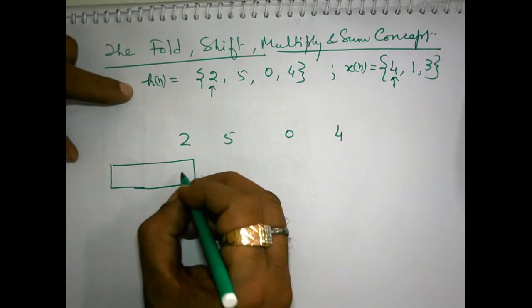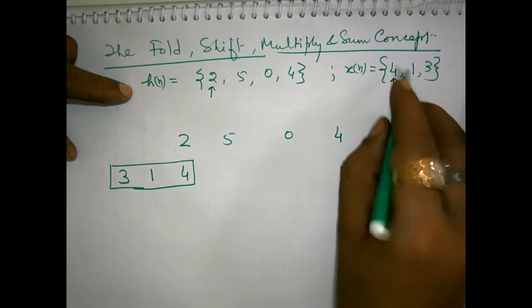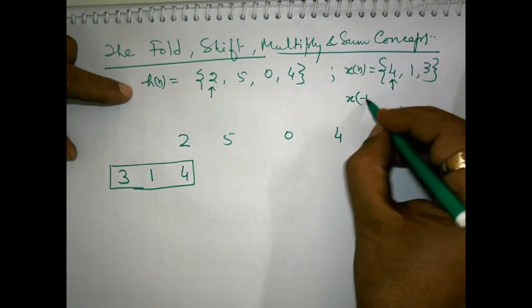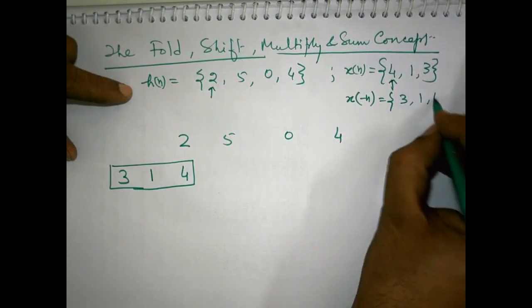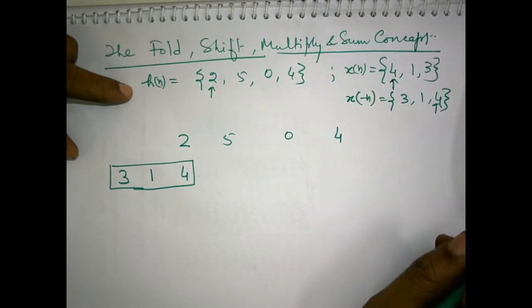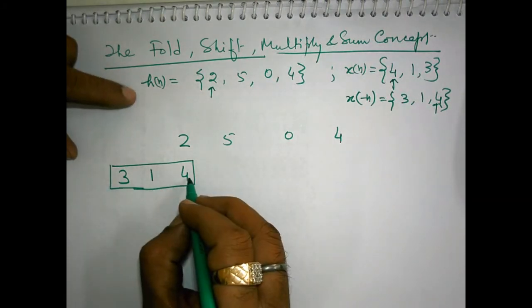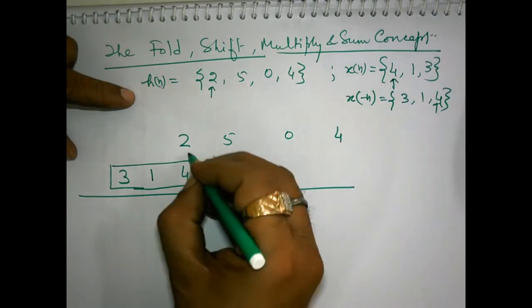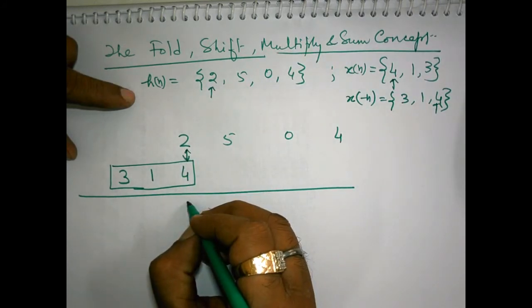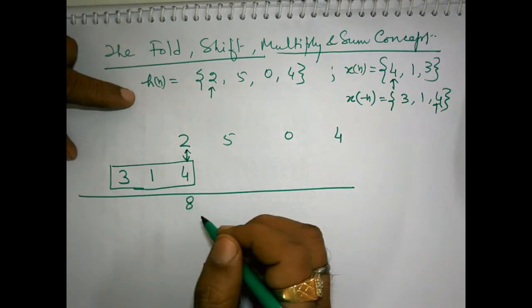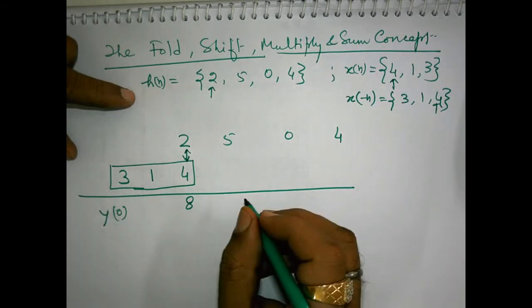So naturally this will be 4, 1 and 3, folded version of this. If this is xn, then x minus n will be 3, 1 and 4. Am I right? This is the folded version of this. So we brought it immediately below, and here at this point they will coincide and we will obtain the multiplication result. This will be 8 and this will result into y0.